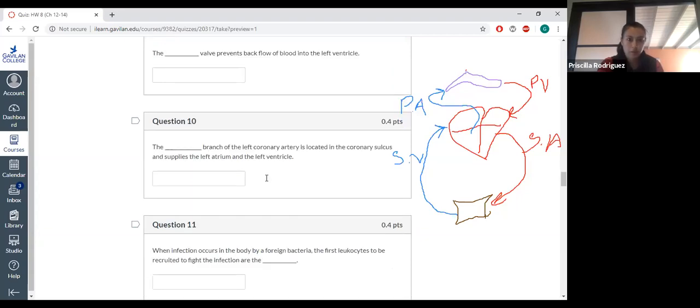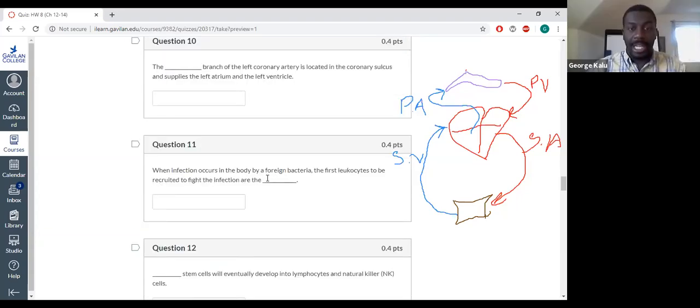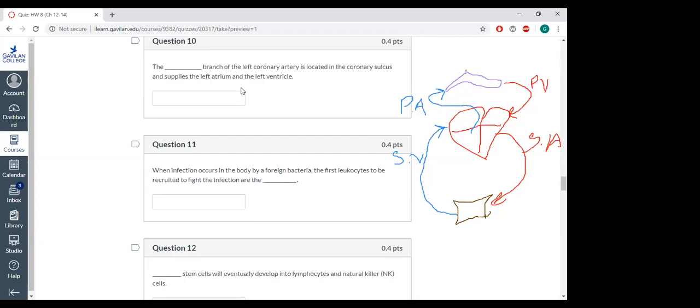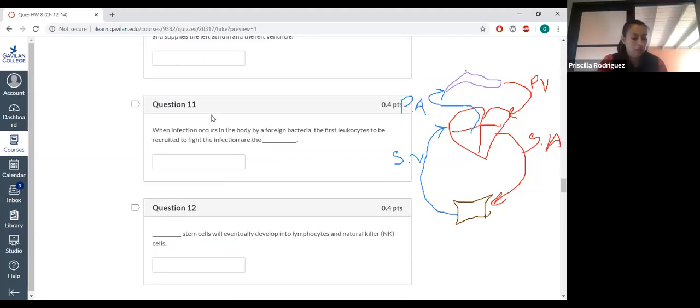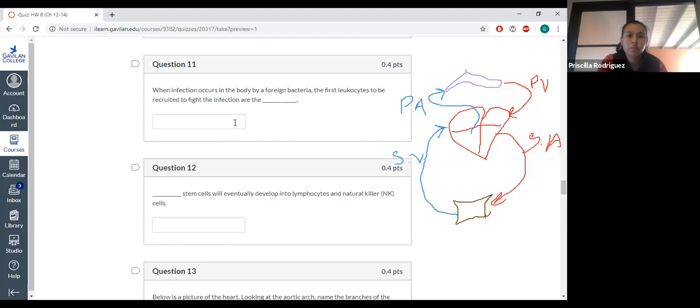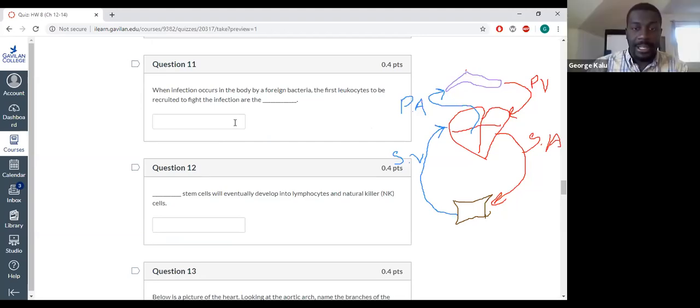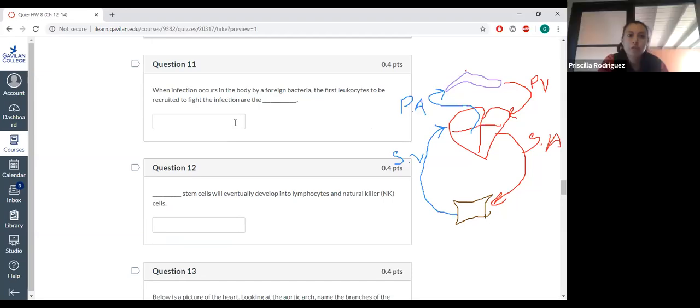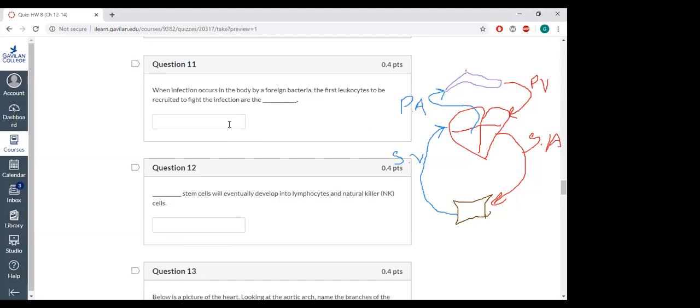Number 10, the blank branch of the left coronary artery is located in the coronary sulcus and supplies the left atrium and the left ventricle. The circumflex branch. Perfect. Number 11, when infection occurs in the body by a foreign bacteria, the first leukocytes to be recruited to fight the infection are the what? The neutrophils. Right, so the neutrophils are the first responders for any type of bacterial infection.